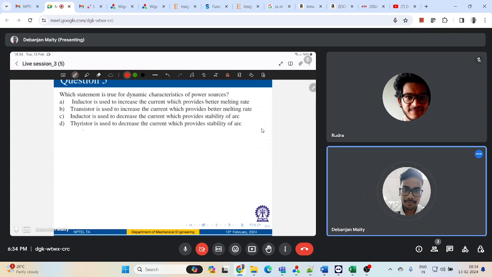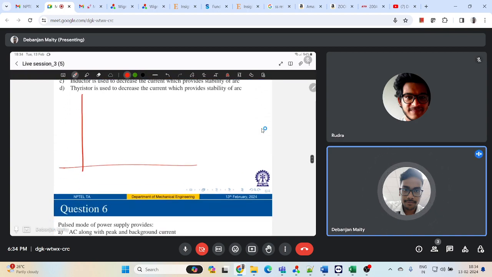So if we try to draw a graph of how it will look, if this is current and this is voltage, it will follow some graph like this. It can be different, of course, but there will be a certain value of current up to which my voltage will initially reduce and then increase thereafter, right?